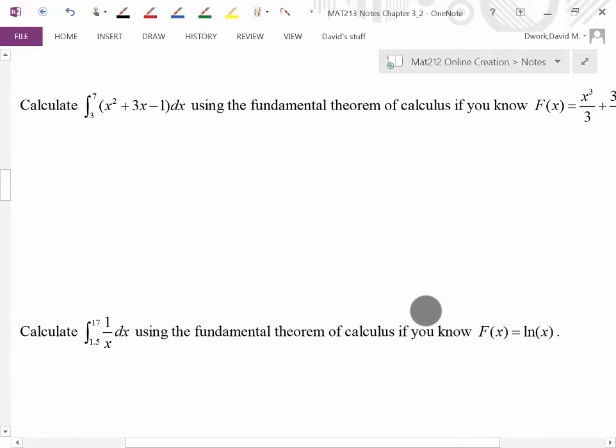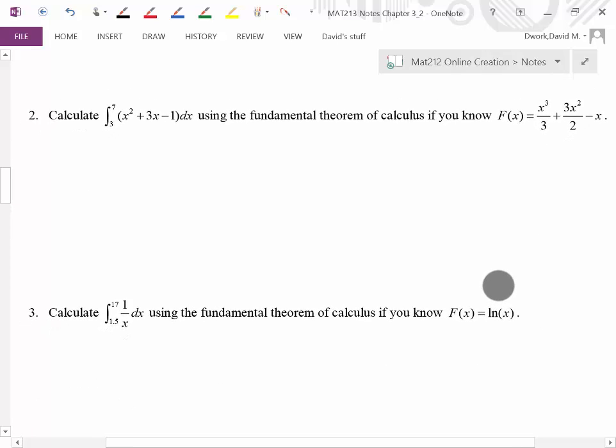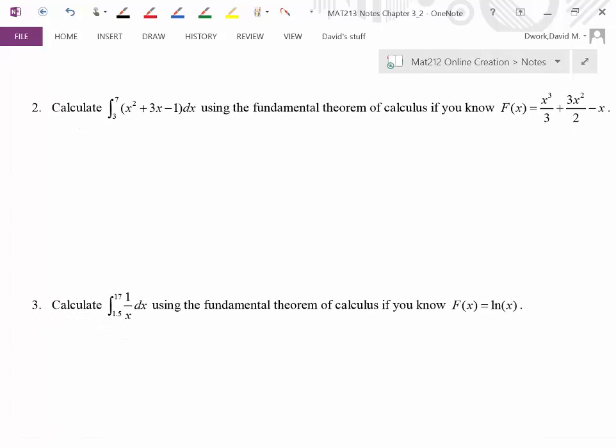So here we go. Now, we don't know any antiderivative rules yet, but you can most likely figure out a few of them just by being observant. So let's calculate the area under the curve of this curve. This is a quadratic going from 3 to 7. But let's do it using the fundamental theorem of calculus. Notice what they've given you here. In this section, we're always going to give it to you. They're going to say, we know capital F of x is x cubed divided by 3 plus 3x squared divided by 2 minus x. So now, if you think about it, what would f prime of x be?